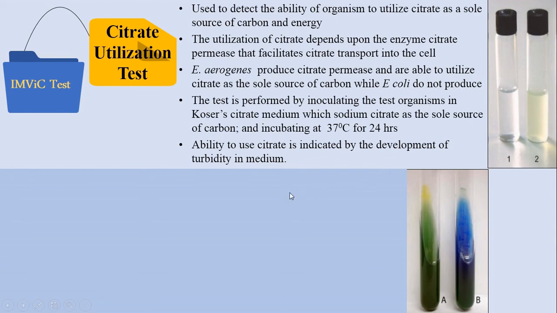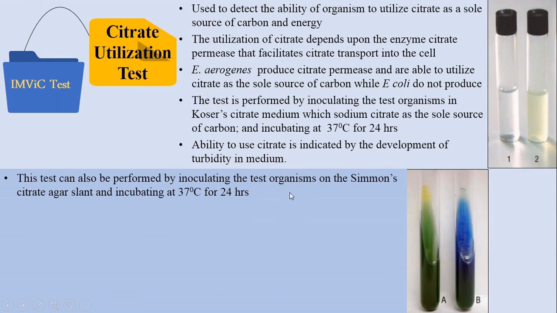This citrate utilization test can also be carried out by an alternative medium, and in that the test organisms are inoculated on the Simmons citrate agar slant and incubated at 37 degrees centigrade for 24 hours. The Simmons citrate agar medium is a modified Koser's citrate medium which contains bromothymol blue as a pH indicator.